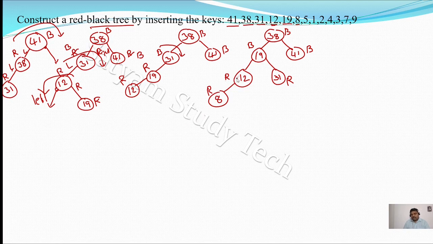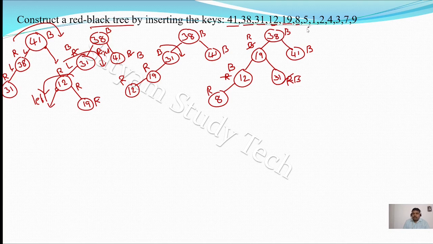When the red violation is there, the parent of 8 is 12, and 12's sibling is 31. You can see the parent and sibling are red. Then you have to change them to black color. Both are black now. Also change the grandparent's color: the grandparent is black, so you have to change it to red. The grandparent is 38, which is the root node, so leave it as it is, otherwise you could change that color also, black to red.